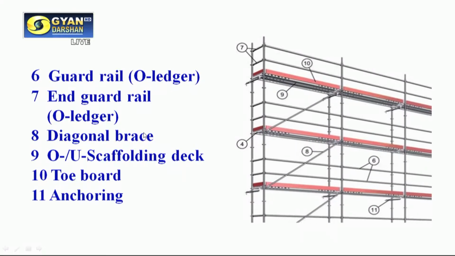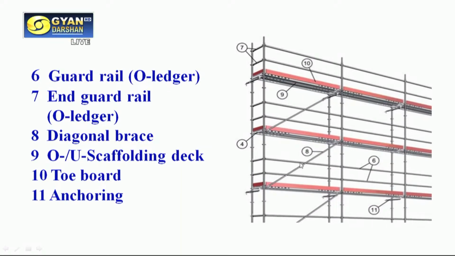And number 7 here, these are end guardrails, meaning on the other side, at the end of this scaffold, some small size guardrails you see here. These are called the end rails, so that the worker does not fall from the end of this. By mistake, if he oversteps this scaffold or the platform, he is saved by these end guardrails.